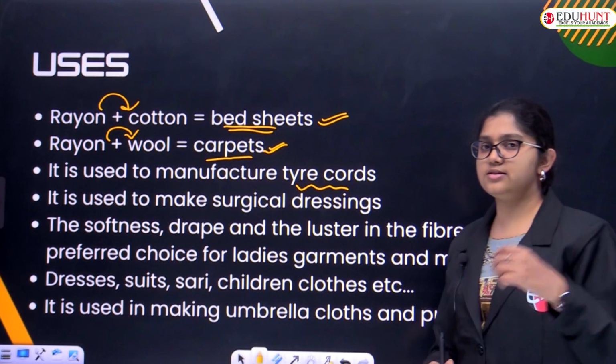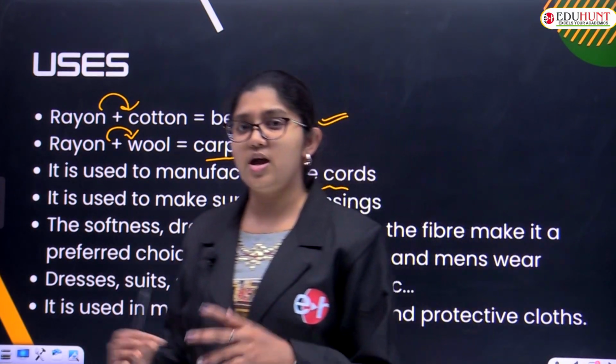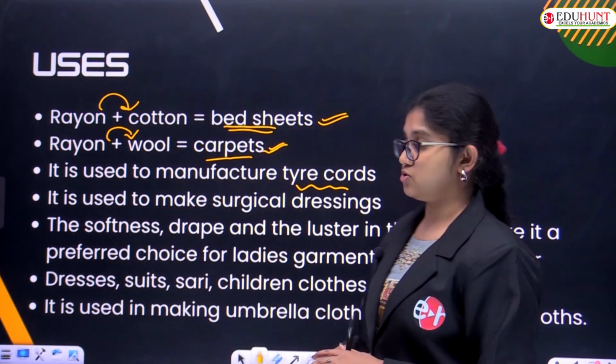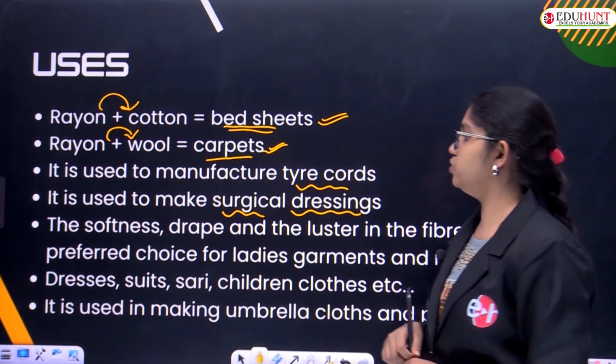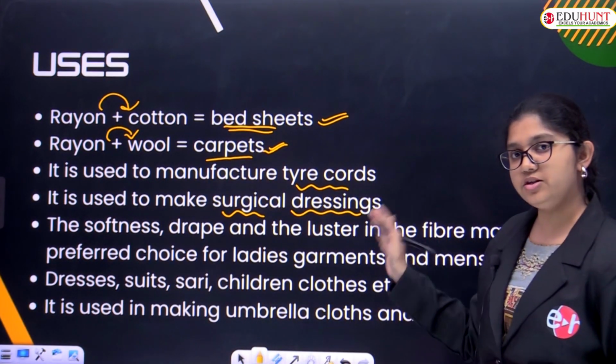And it is used to make surgical dressings. Children, in hospitals, we can see surgical dressings such as bandages and the outer protective coats, all this. So they can happily wear these surgical dressings. It is used to make surgical dressings too with the help of this rayon fiber.